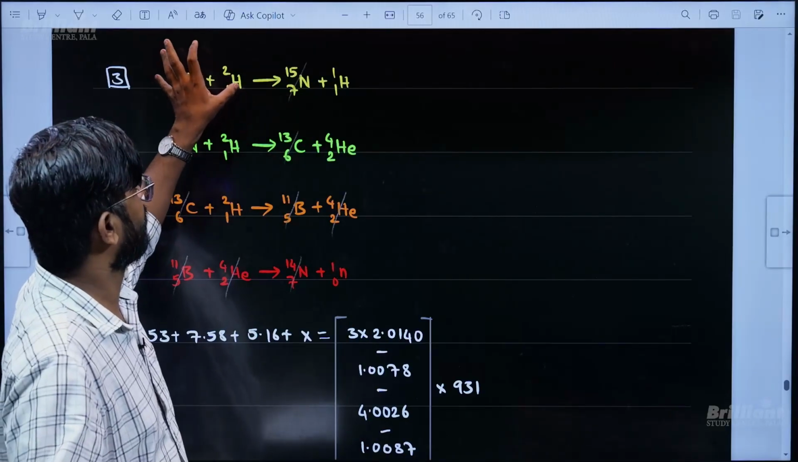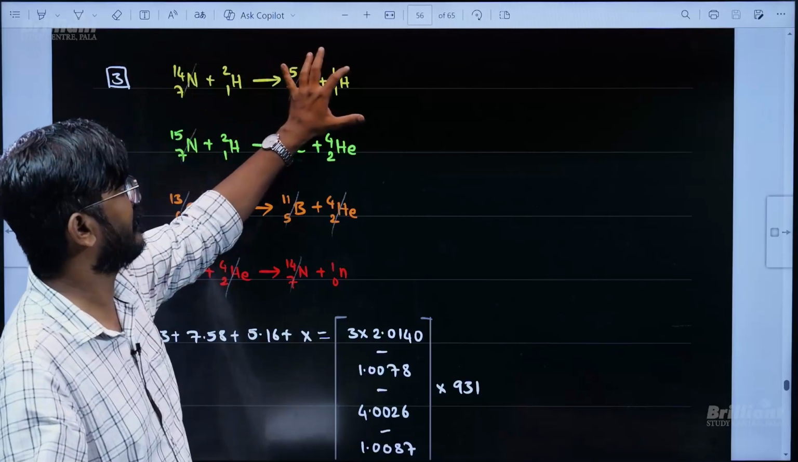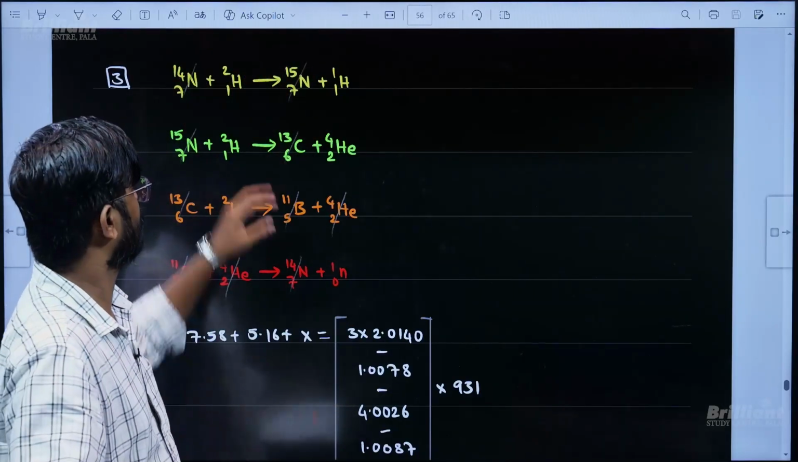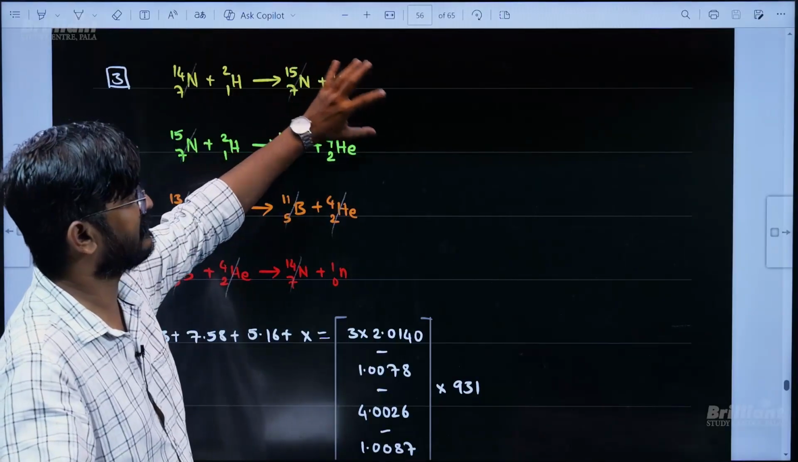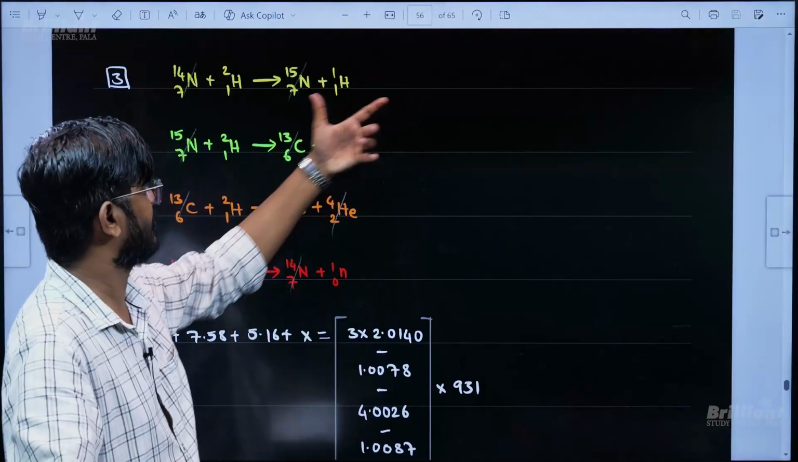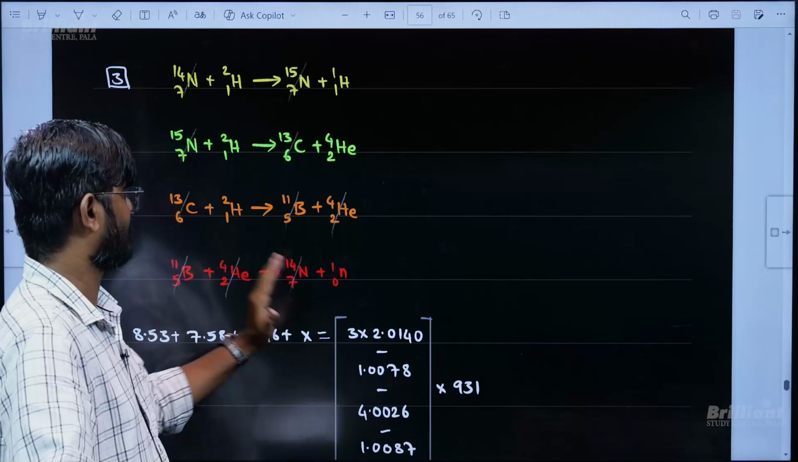The meaning is this mass is more, this mass is less. So initial energy is more, final energy is less. So energy is released. That is the reason the Q value is positive. So this mass minus this mass into C square is going to give you the Q value of the first reaction. Second reaction, this mass minus this mass into C square, this mass minus this mass, this mass minus this mass.